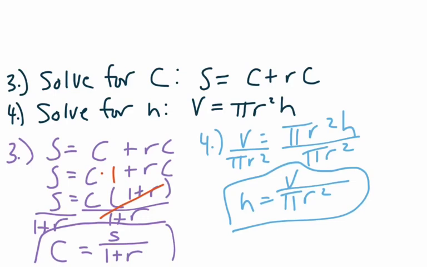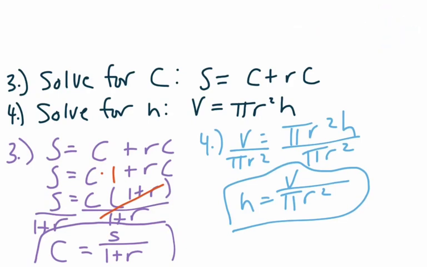They cancel out as a group. So you should have S over 1 plus R. And again, watch the length of that fraction bar, because 1 over, like S over 1 plus R is not the same as S over 1 plus R. Those are two different things, and it's important that you say what you mean when you're writing your math. So please be careful about that.